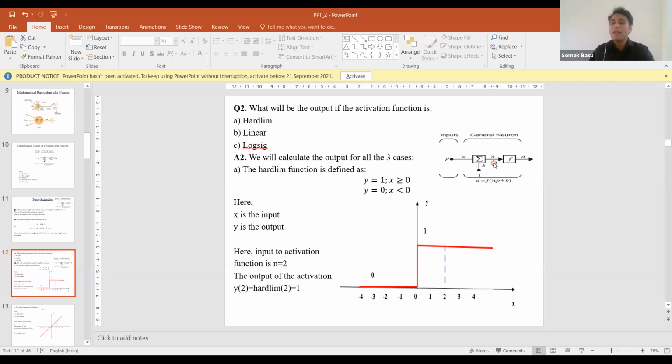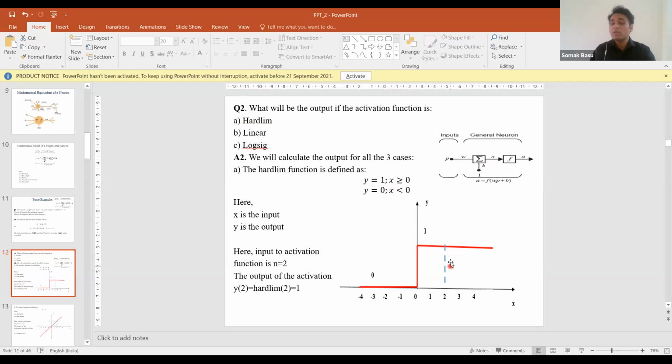So we know the value of n was w into p plus b. So what was the value of n in the previous example? The value of n was 2. So what will happen if you feed the value of n equal to 2 to the activation function? What will be the output? Let us see one by one. Let us see all the three cases, okay? So the first case, let us assume the activation function is a hard limiting function or hard lim function.